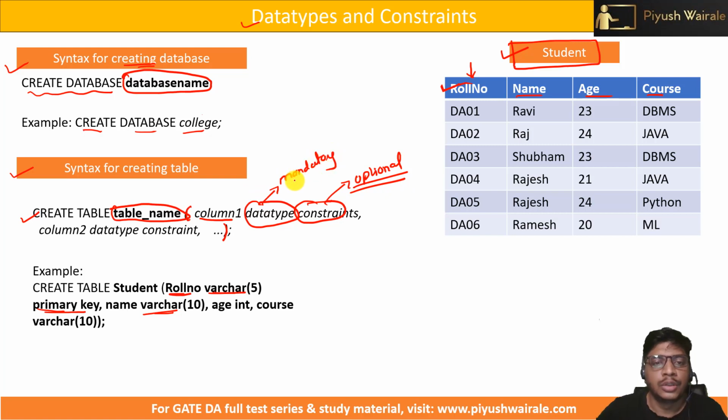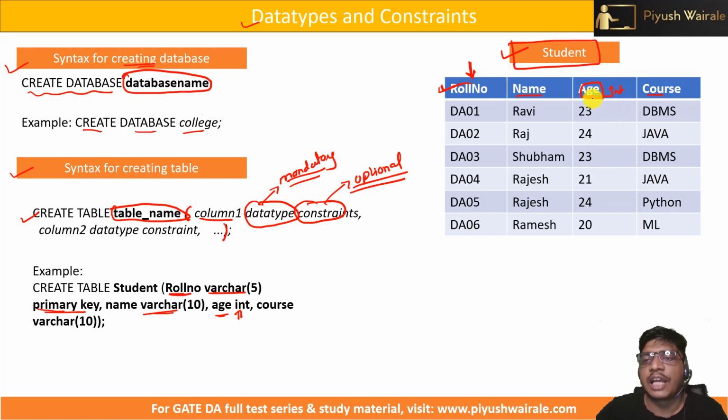But data type is mandatory, because data type ensures what type of data I can insert, either integer, character, date, or something else. Constraints are some specific rules that must be satisfied in order to enter data in a particular column, but those are optional. Here name has the varchar data type. Age has the integer data type.